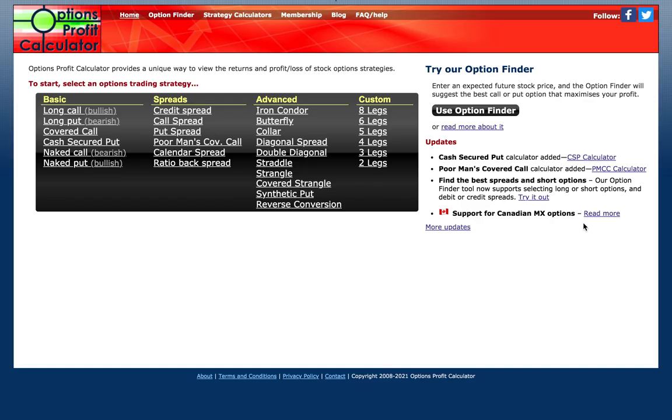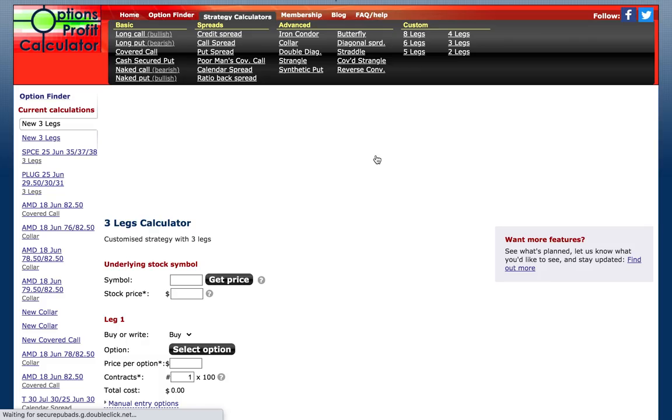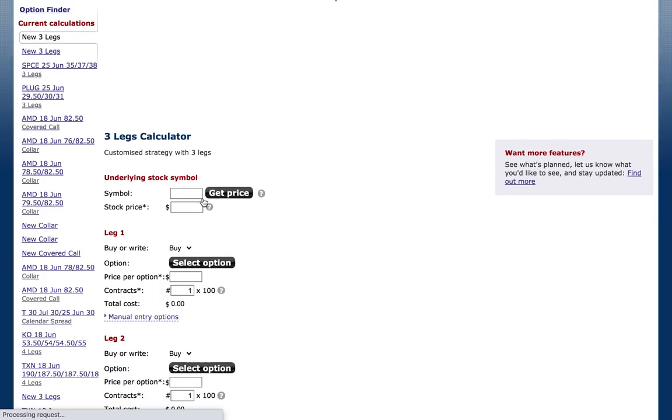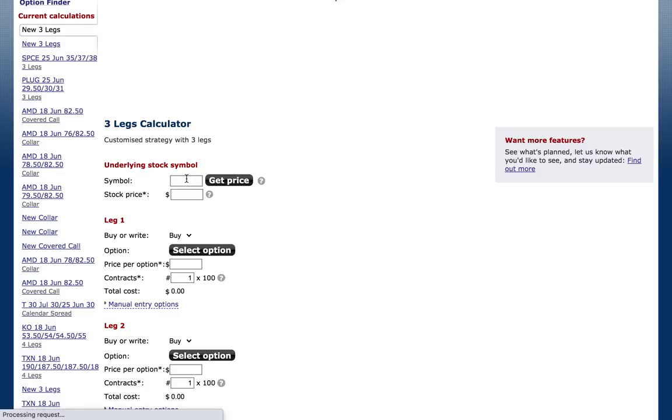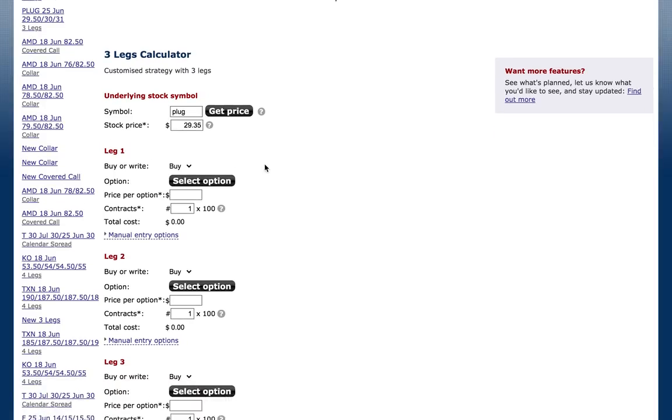So let's go over to the options profit calculator here. I'm going to click on 3 legs, and let's go ahead and set up this exact same trade on here. So again, we'll go to the symbol here, where you can enter the ticker symbol for the stock. We just used Plug Power. Remember, that's ticker symbol PLUG. So I'll click in there and type PLUG, and click on get price here. So it gives me the stock price.